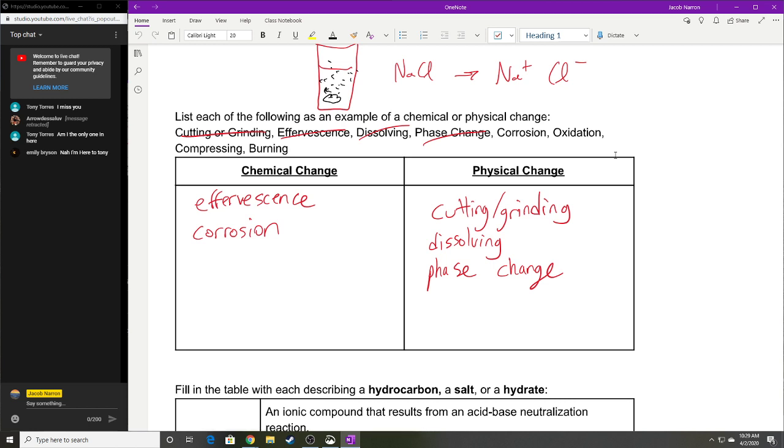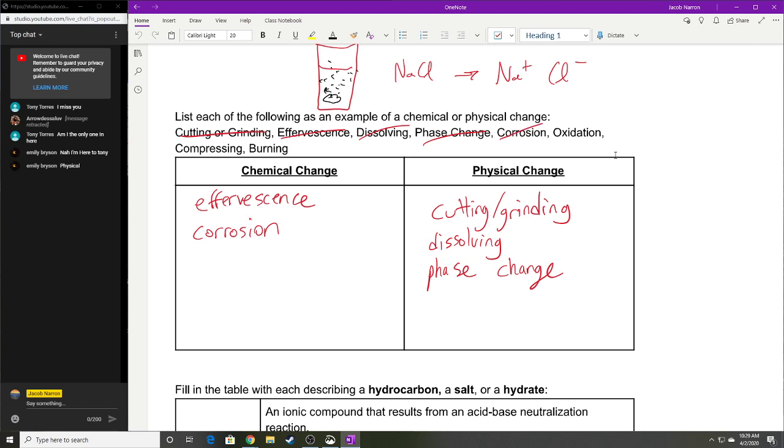Dissolving, physical or chemical? Physical. Okay, I was right. If you can separate the two components, it's a physical change. You can put them back together too, because if you can separate or put them back together, it's physical. You can separate a dissolved substance by boiling off the liquid. Okay, that's enough. Thank you.